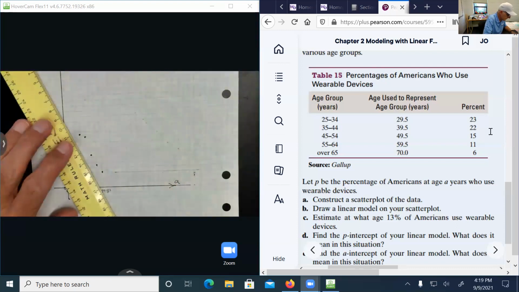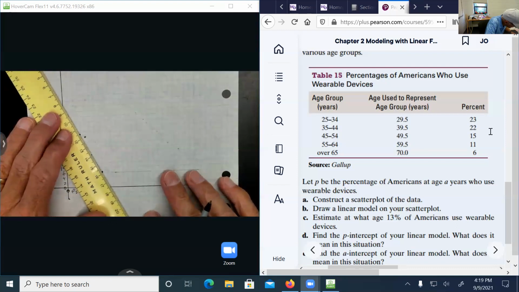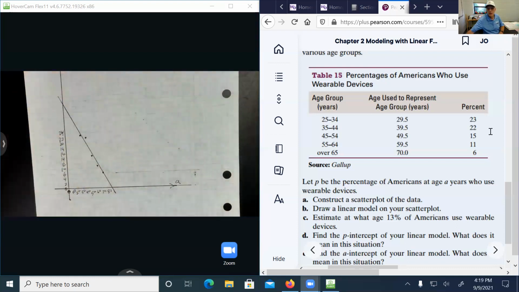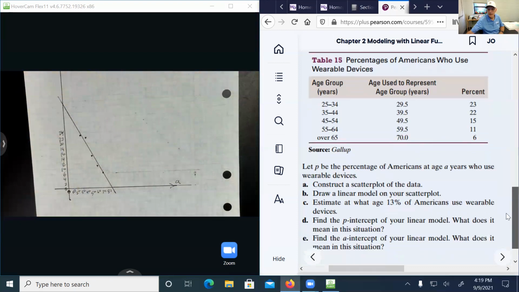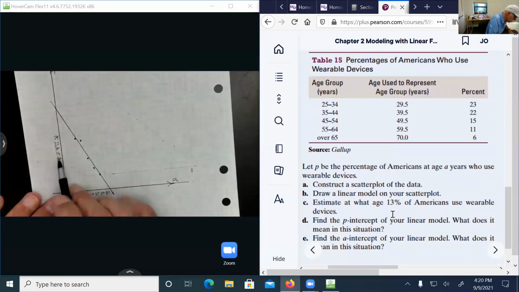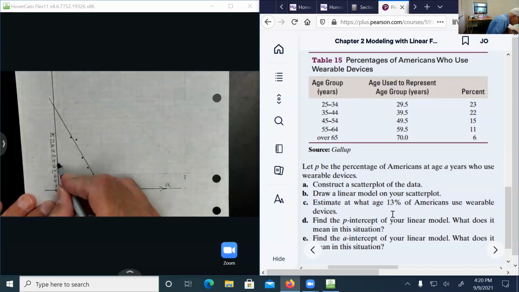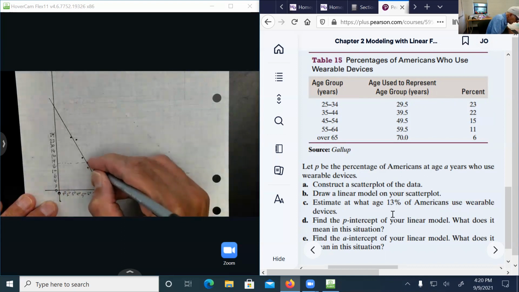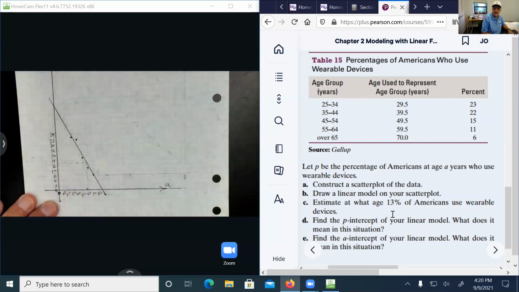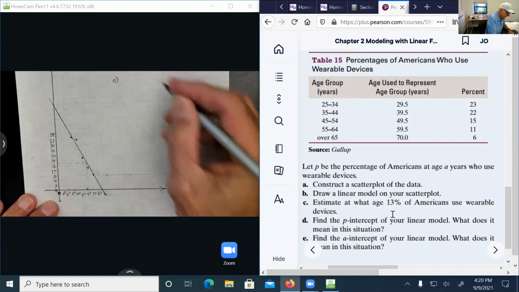Now get a linear model. And today on this first assignment, we are not getting the equation. We are just simply using the line itself and the graph. Question C, estimate at what age 13% of Americans use wearable devices. 13%. That's a percent, which is on this axis. So I come here to 13 and come over to the graph and come down. It looks like about 59 years old. So part C, 59 years old.